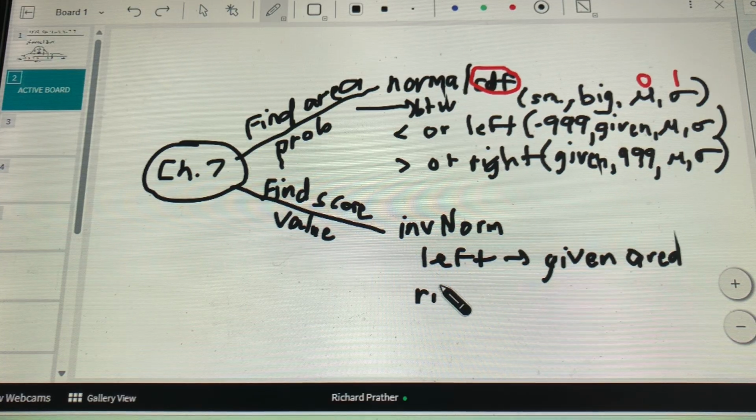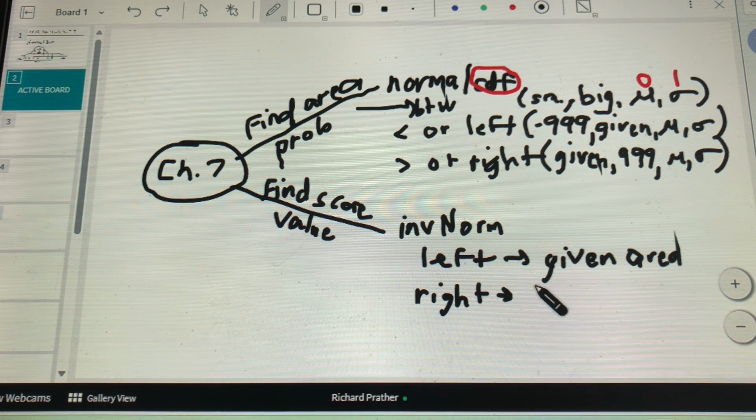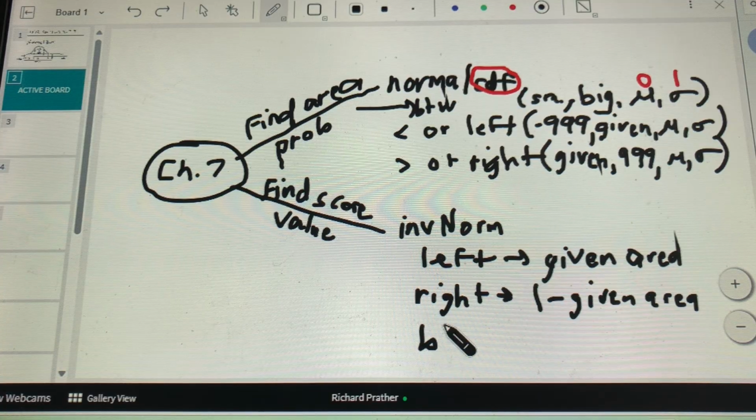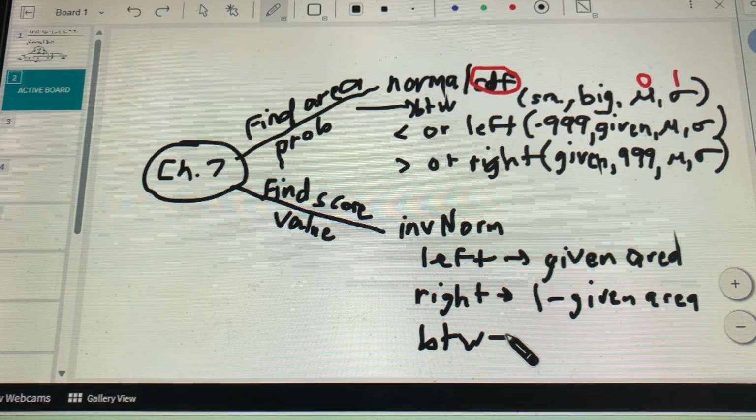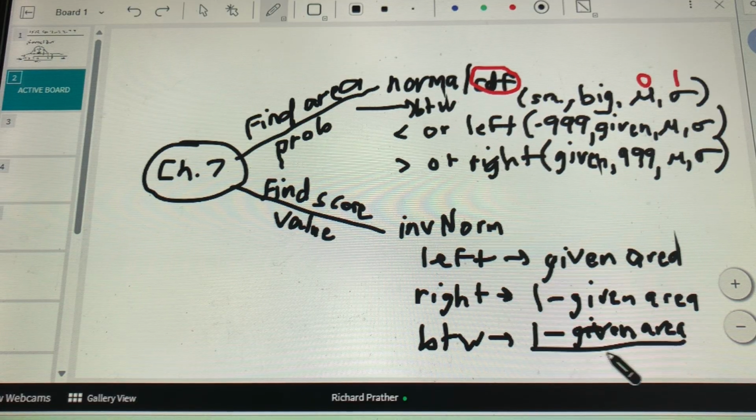If it's to the right, you have to do 1 minus the given area. That's the value you'll actually use. And if it's in the between or the middle portion of the graph, you have to do 1 minus the given area and divide by 2.